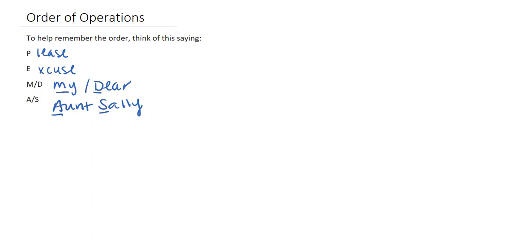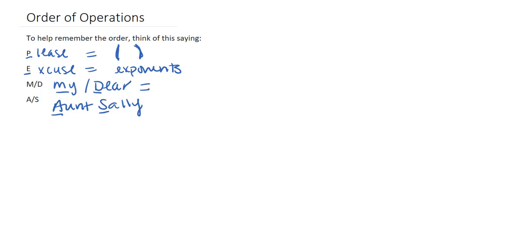So let's go over this. The P stands for parentheses, so we'll just show it like this. What we'll do is deal with what's inside the parentheses first. Then the next thing we're going to deal with is exponents. We'll look to see if there's an exponent in the expression we need to solve, and if there is, we go ahead and tackle that one next.